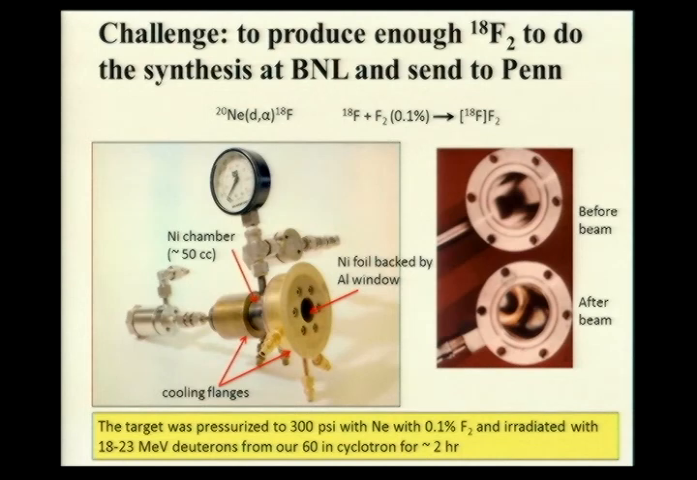So this is just a little target. The target is called neon, but this is a nickel chamber because we had to use nickel for its inertness to the fluorine. All of this brass hardware is cooling because we're putting a beam of around 20 million electron volt deuterons through this thin window into this neon gas, which is pressurized to about 300 psi. And that's where the nuclear reaction occurs. And you bombard for about 2 hours to get a large amount of elemental fluorine labeled with fluorine-18.